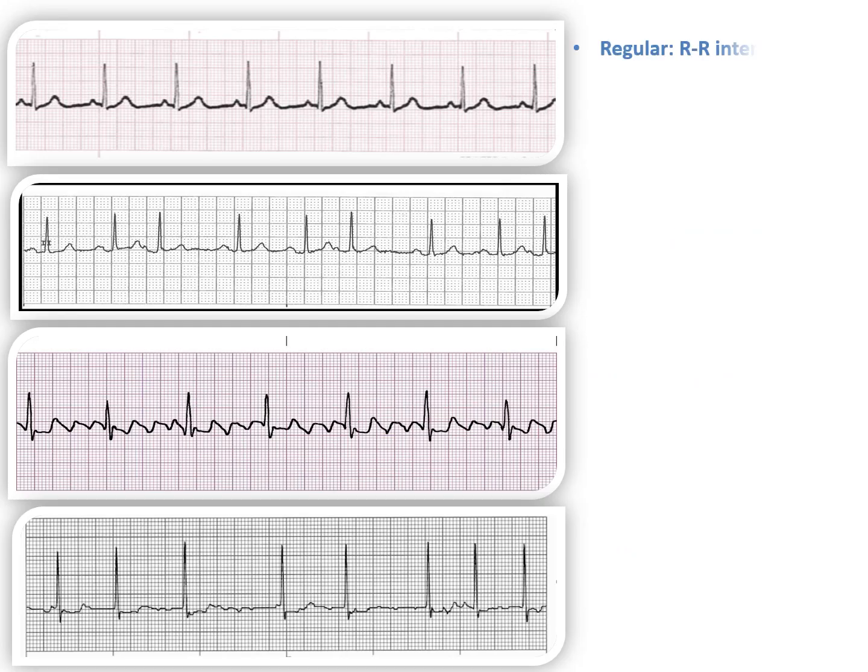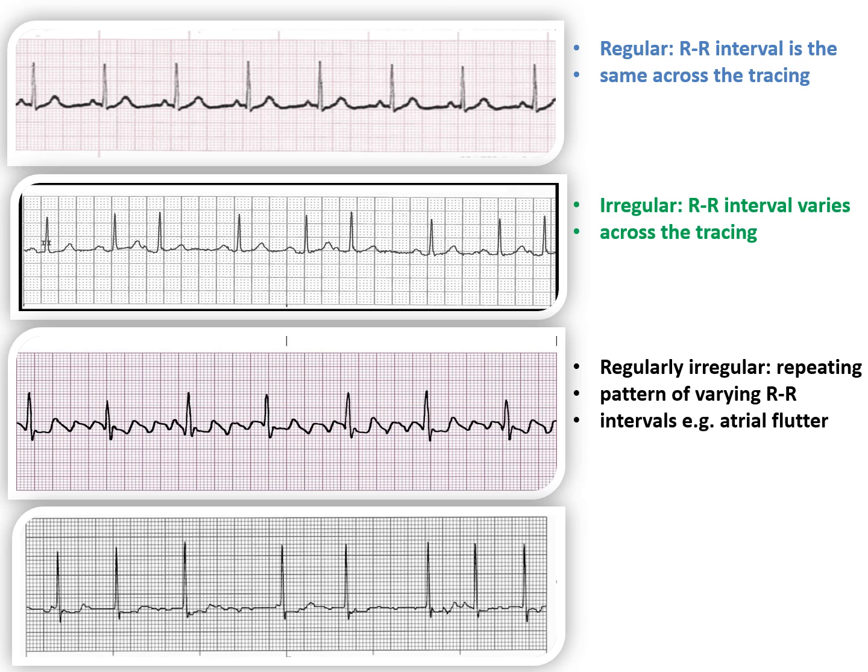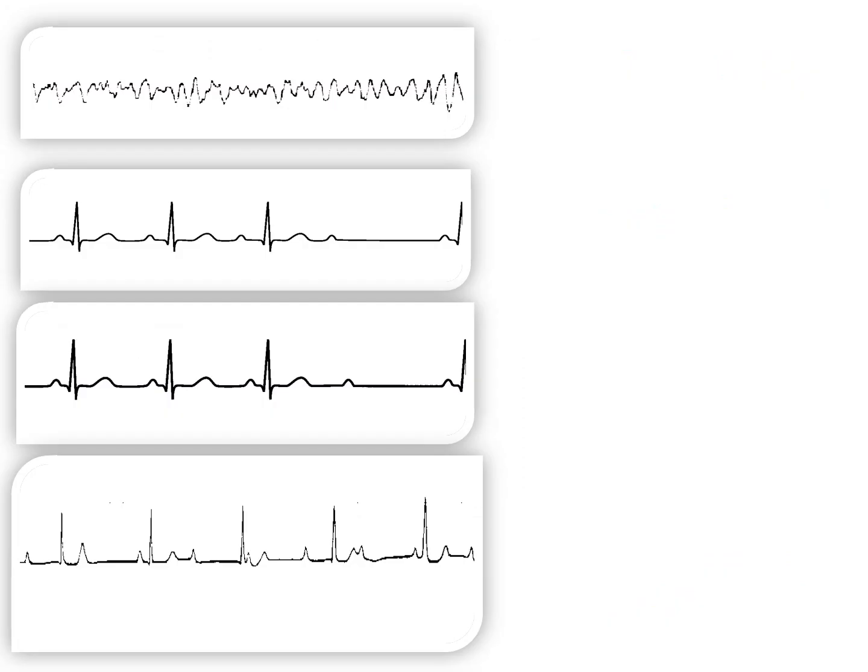Regular rhythm means RR intervals are the same across the tracing. Irregular rhythm means RR interval varies across the tracing. It could be regularly irregular, which is a repeating pattern of varying RR interval, which we can see in atrial flutter. It can be irregularly irregular, meaning RR intervals vary erratically, which we can see in atrial fibrillation. Here are a few more examples of irregular rhythm.